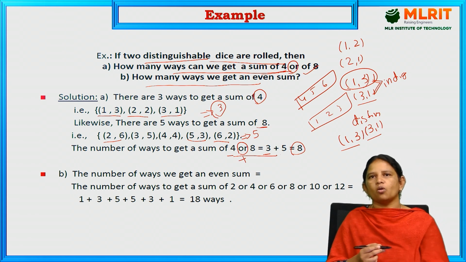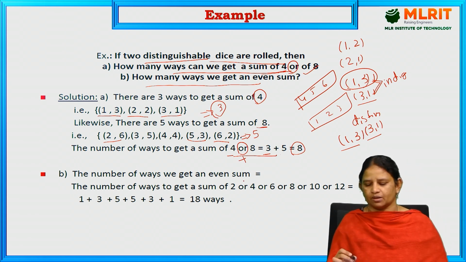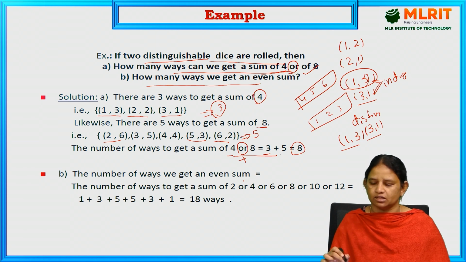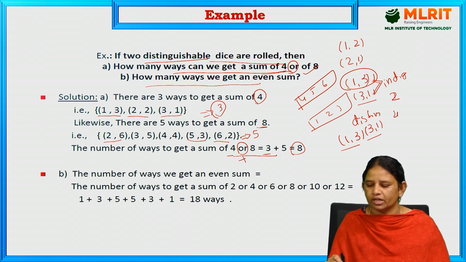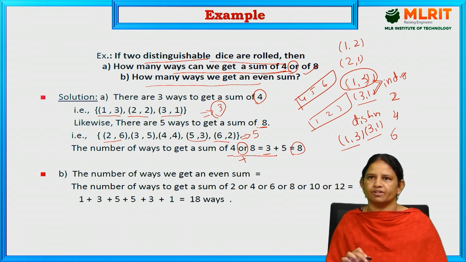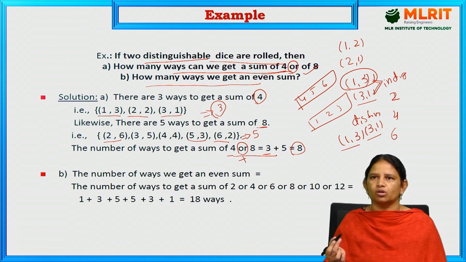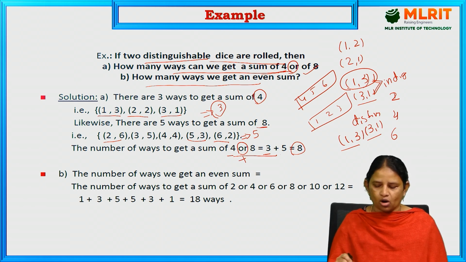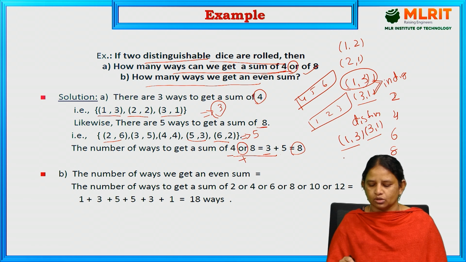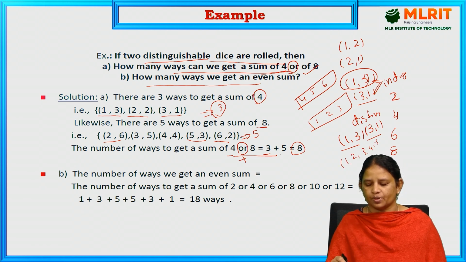Next, how many ways can we get an even sum? In the case of dice, what are the even numbers? 2 is an even number, 4 is an even number, 6 is an even number. To get 2, 4, 6, what are the possibilities? These are the values that are present on the dice.